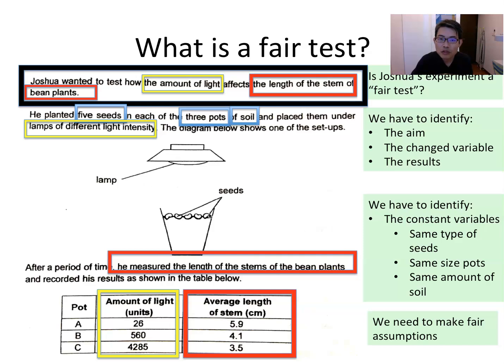Otherwise, this question will be super long. If all these words were to come in, 5 seeds are the same type, 3 pots are the same size, with the same amount of soil, this will be a very, very long question. So, is it a fair test? Well, a fair test has only one change variable, and the only change variable here is the amount of light. Nothing else has changed if my assumptions are correct. Therefore, yes, this is a fair test.